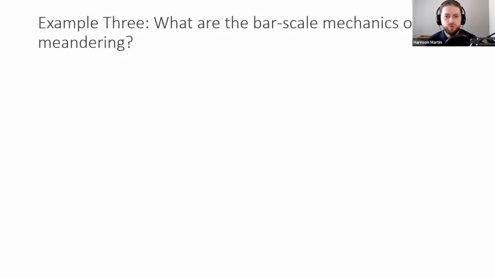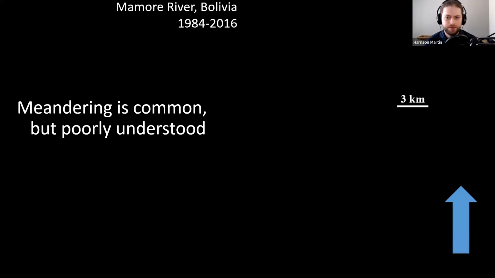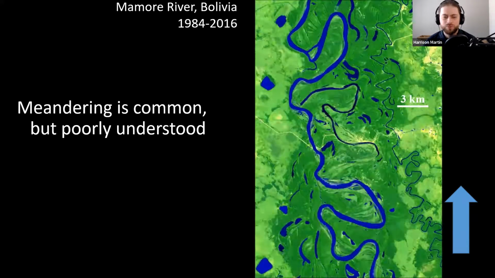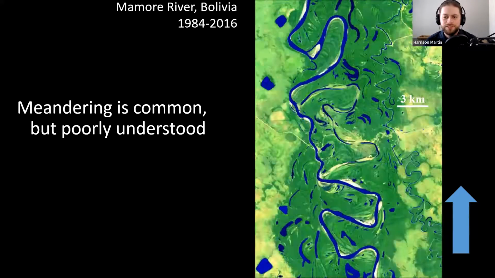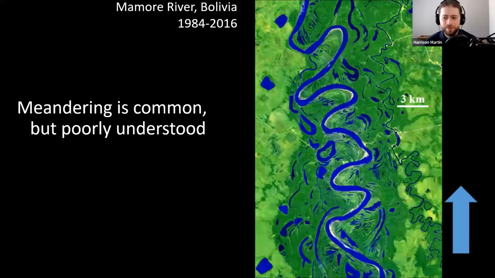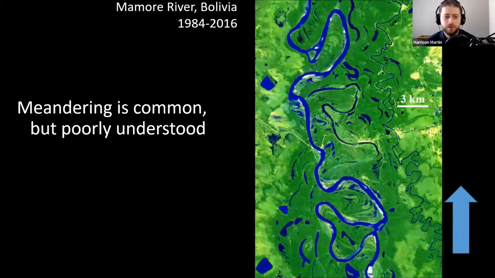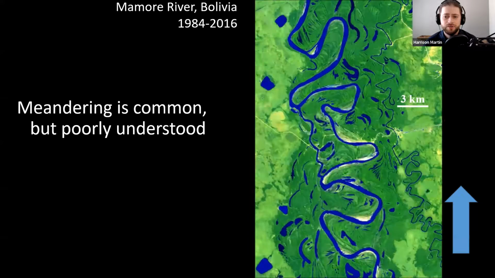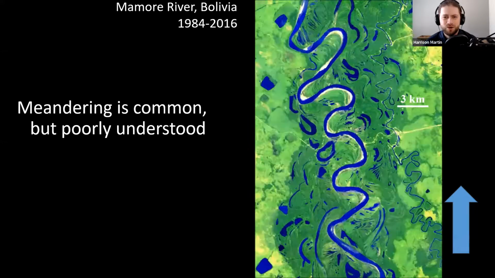Finally, I'm going to go into something that's near and dear to my heart. This has been an ongoing project that Quinn started 5 years ago, and I've been doing for about 4 years because I'm coming up at the end of my PhD. This is about understanding the small scale mechanics of how rivers meander. So what do I mean by that? Well, this is a 30-year time lapse of satellite imagery of the Mamoré River. And meandering is common, but not well understood.